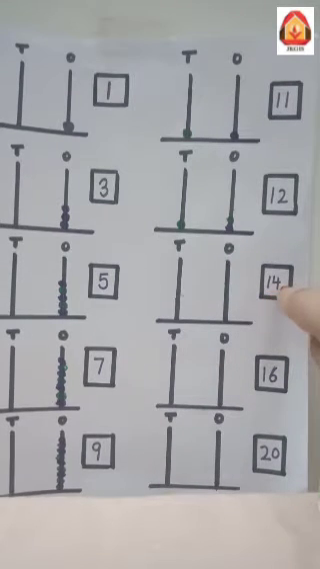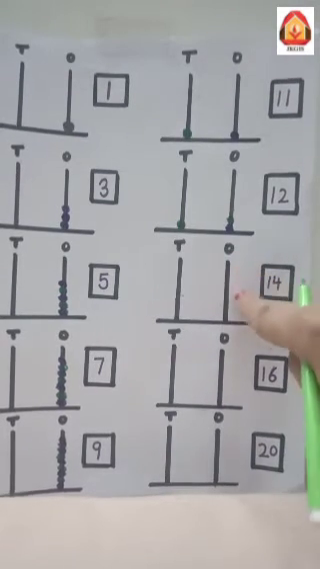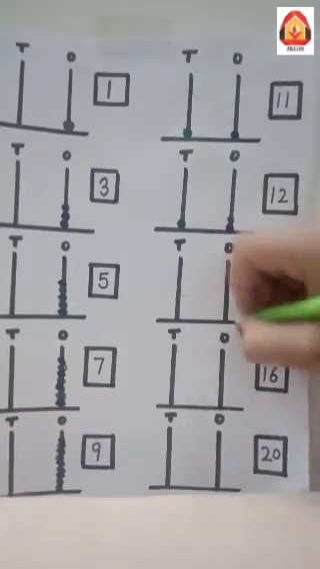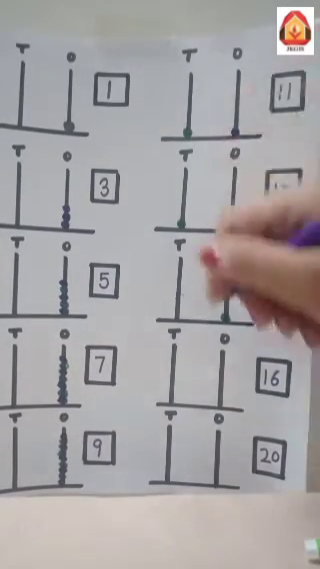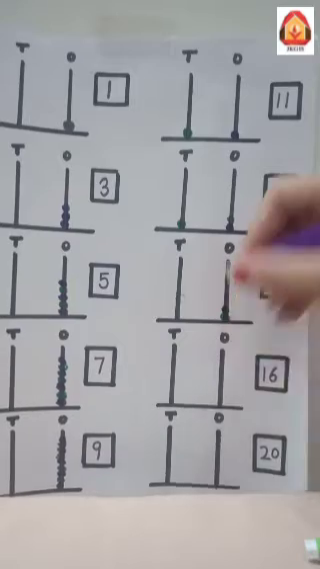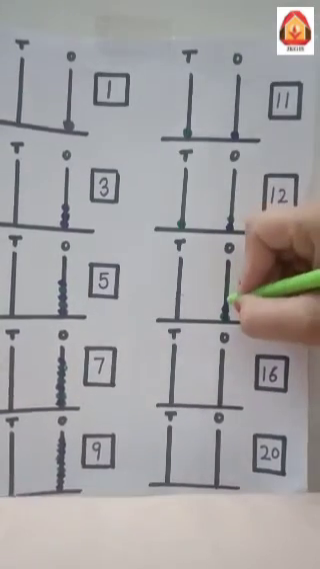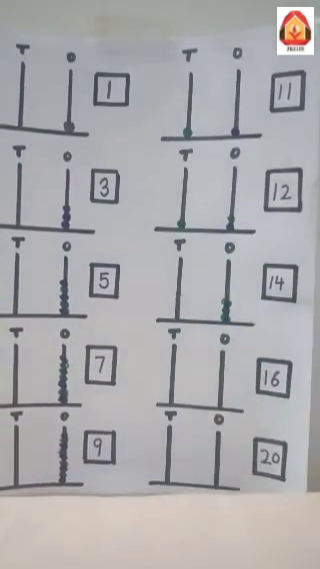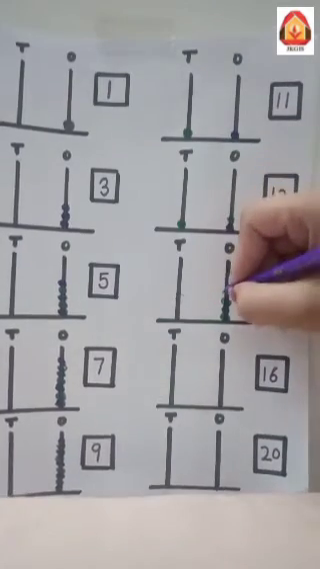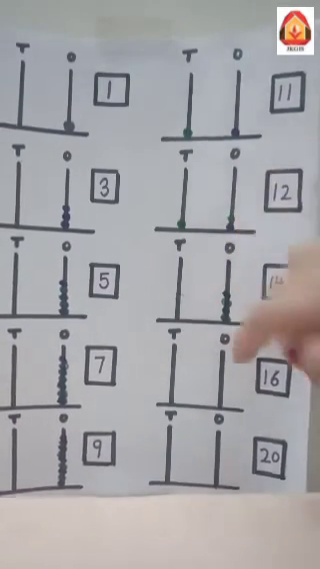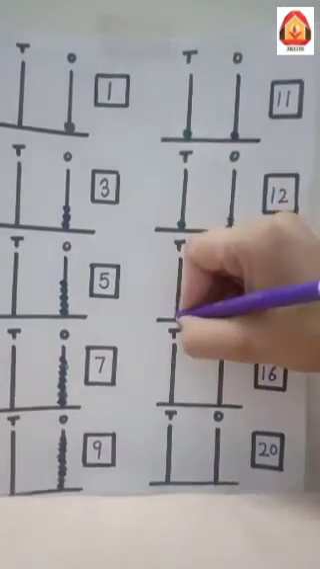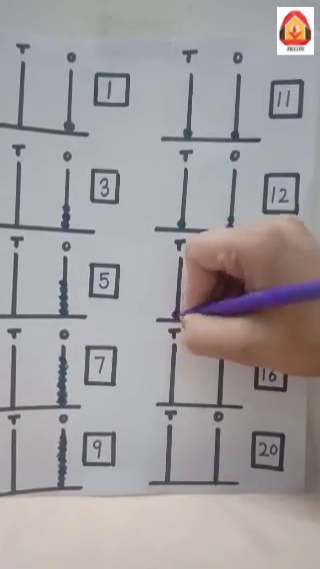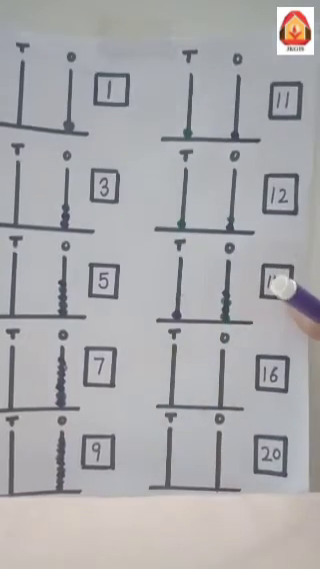So this is 1 4, 14. So 4 lies in ones place. So we are going to make beads 1, 2, 3 and 4, and in tens place we are going to make 1 bead. So what does it become? 1 4, 14.